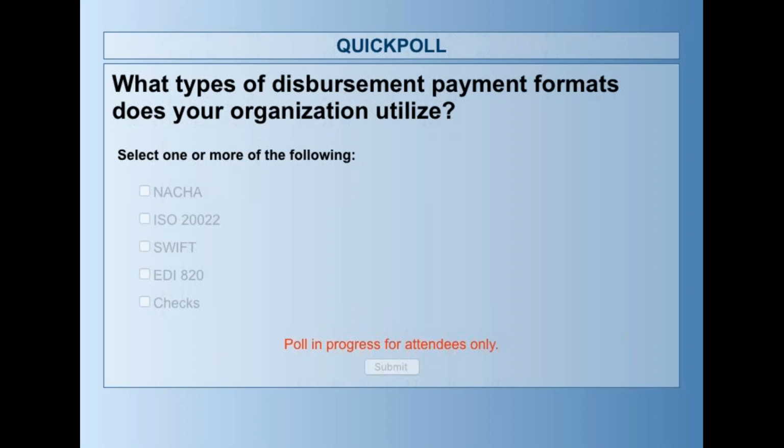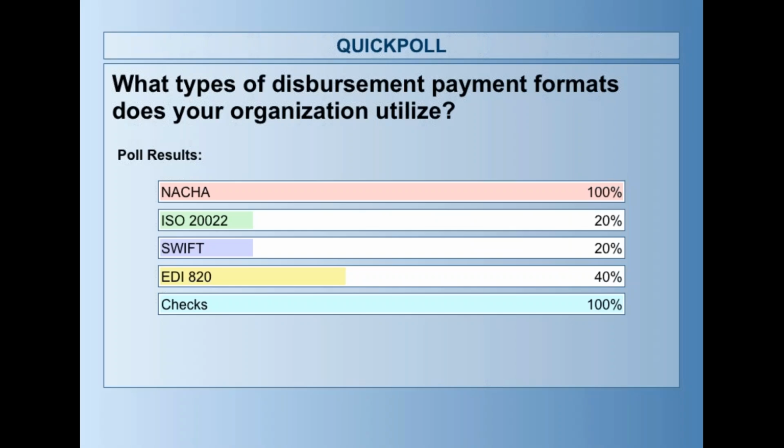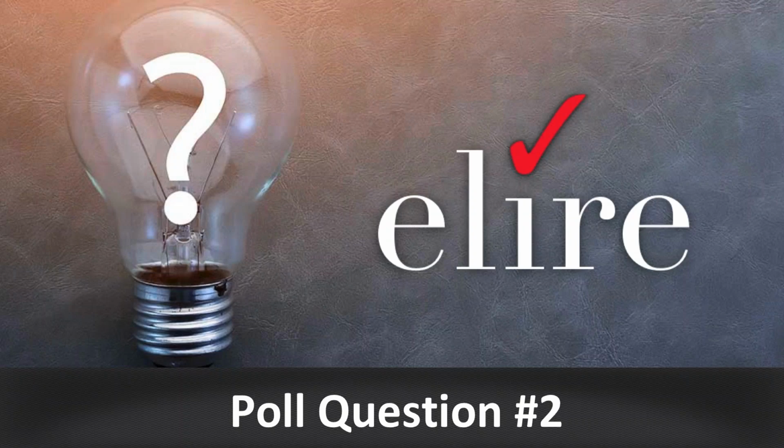It looks like some folks are responding. Thank you for that. If you haven't gotten it in yet, can you please respond? Give it one more minute. And good to go. All right, we'll close it up. And to no one's surprise, everybody is utilizing checks, obviously. And NACHA looks like it's also a large utilization factor too. So with that, Logan, we'll go back to the slides. Thanks, Kevin.